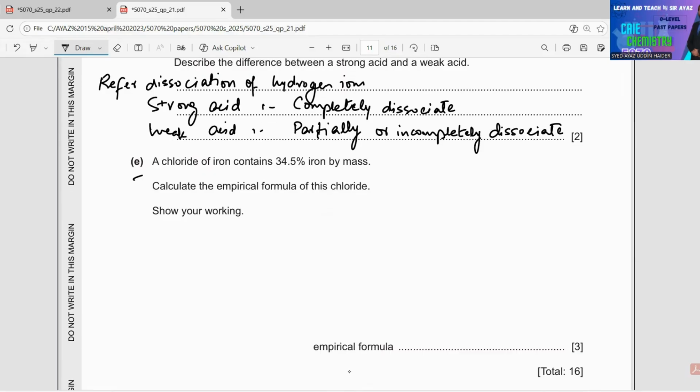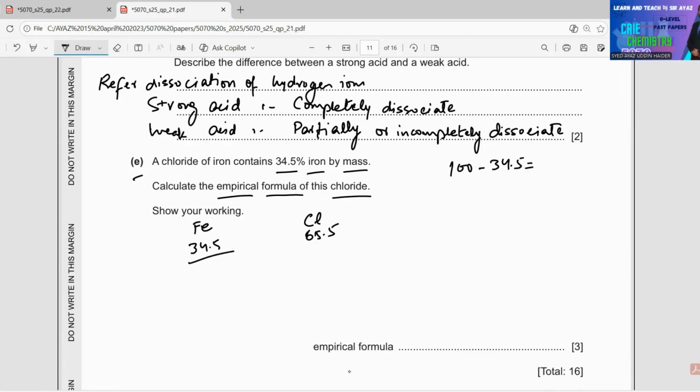E. A chloride of iron contains 34.5% iron by mass. Calculate the empirical formula of this chloride. So it contains iron and chlorine. It's a chloride of iron, it means it contains iron and chlorine. Percentage of iron is given, which is 34.5. What about chlorine? Subtract 34.5 from 100. You will get the percentage of chlorine. So it must be 65.5.